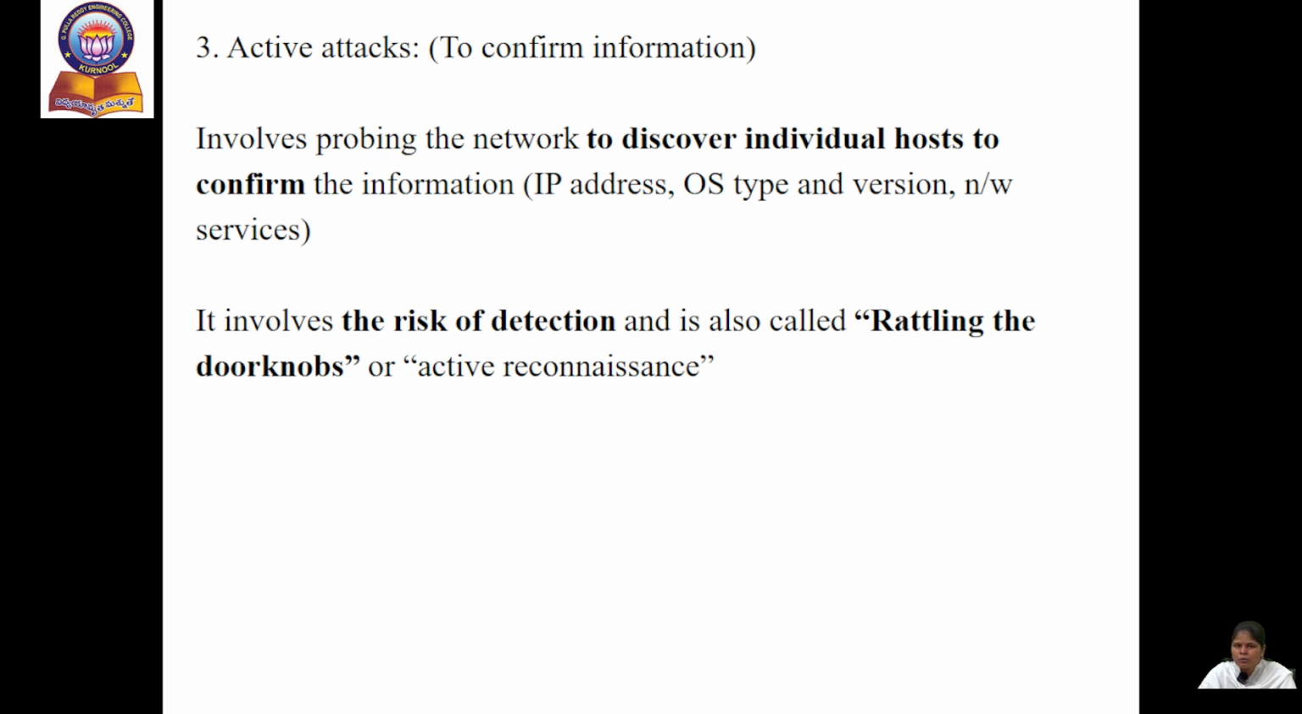So here it involves probing the network to discover individual hosts to confirm information like IP address, OS type and version, network services, right? It involves the risk of detection and is also called rattling the doorknobs or active reconnaissance. That means just not observing. Here he will actively participate in gaining the information about the victim.